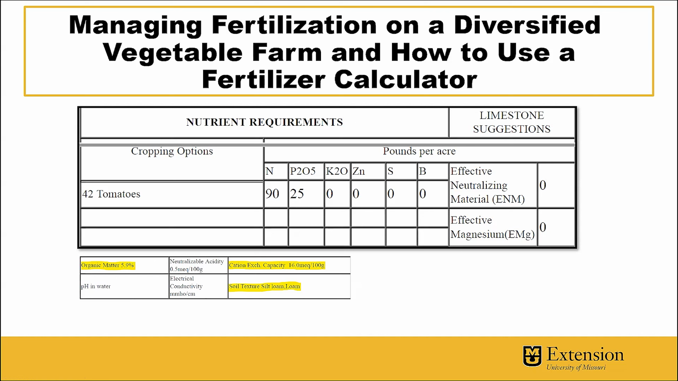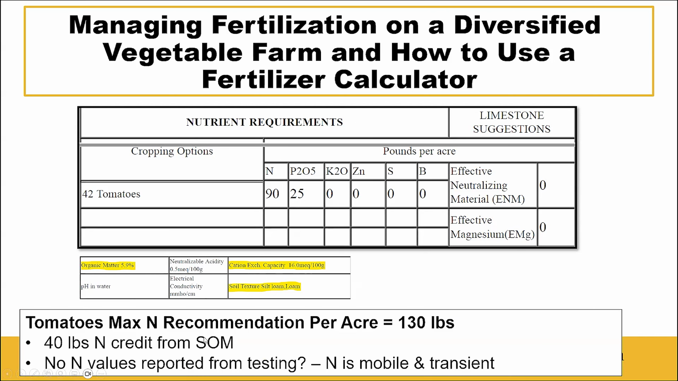Another piece of information on the soil test report will be our percentage organic matter, our cation exchange capacity, and the soil texture. There are other fields on the soil test report, but I want to focus on these for now. Now, the maximum recommendation for tomatoes for nitrogen is 130 pounds per acre. Because this soil has so much organic matter, we're getting 40 pounds of nitrogen credited from that soil organic matter.